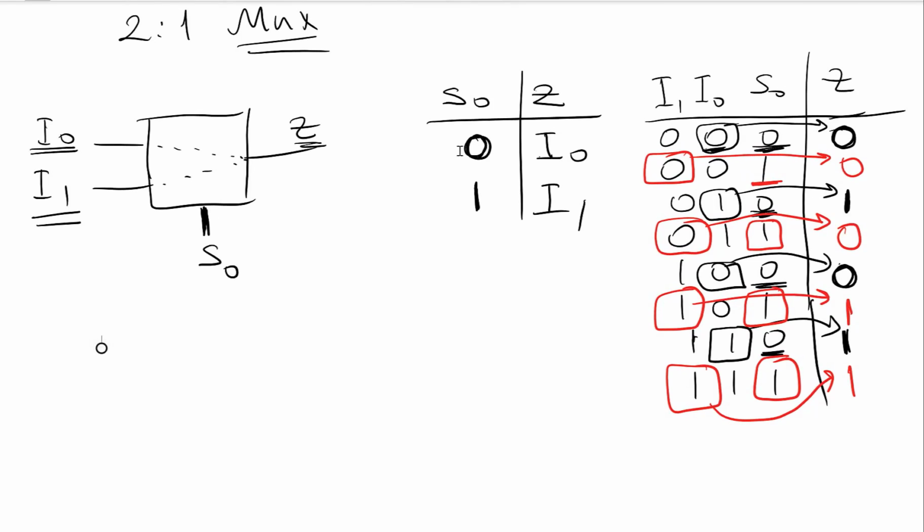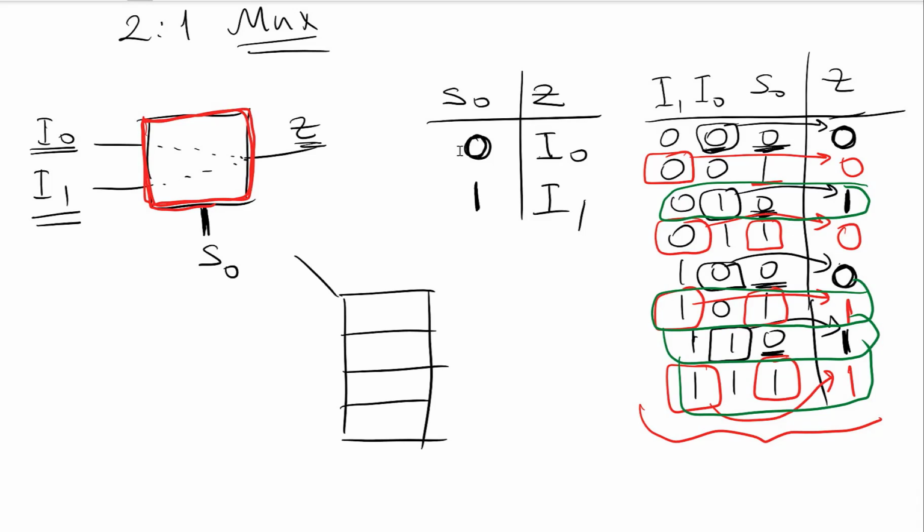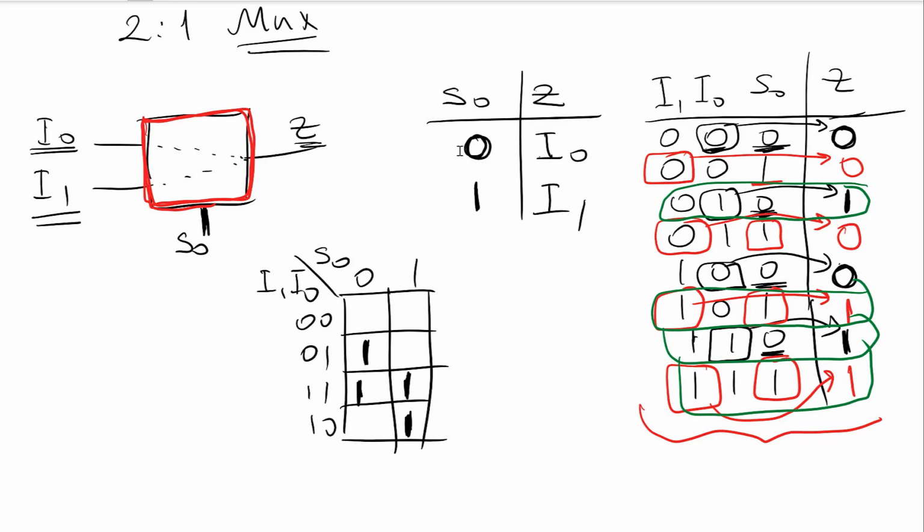So how do I implement the inside circuitry of this 2 to 1 mux? Since I have my truth table, I can look at where Z is 1. So I need to find out these conditions, right? How can I do this? Of course, I can always draw my Karnaugh map. So this is I1, I0, and this is S0. In this case, I have a 1 here, another one here, another one here, and another. So I have 4 ones for my Z.